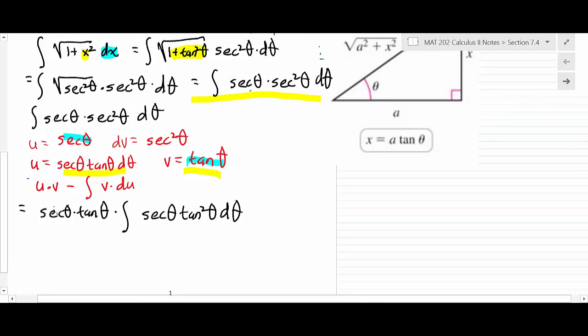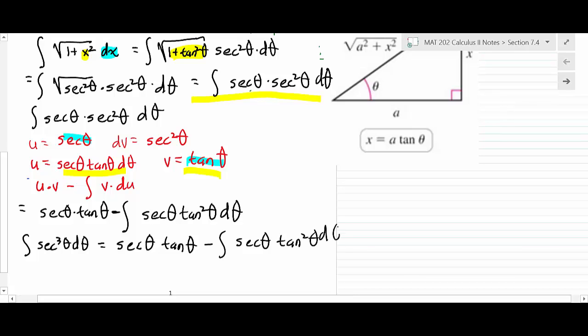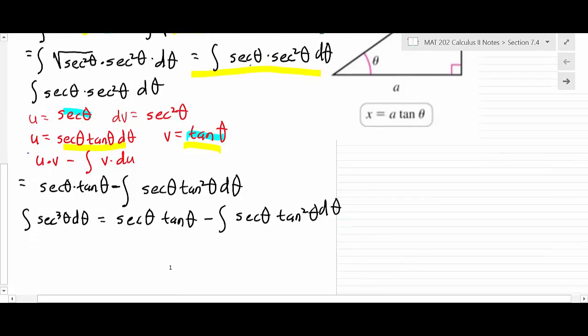What we're really doing is the integral of secant cubed theta d theta. So far what we have is secant theta tangent theta, and then that right there should be a minus. Then we have minus the integral of secant theta tangent squared theta d theta like that. So I'm thinking that we have to do this one more time with integration by parts.